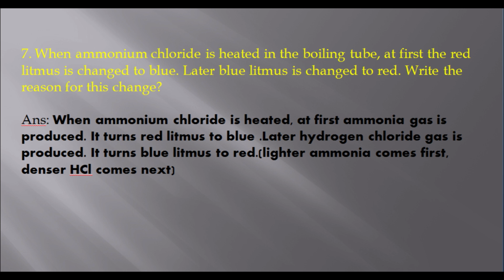When ammonium chloride is heated, it decomposes into ammonia and hydrogen chloride. When moist red litmus paper is placed at the mouth of the test tube, it turns blue. It shows the presence of ammonia. But afterwards it turns red again because of hydrogen chloride gas. Lighter ammonia comes first, then the denser HCl.